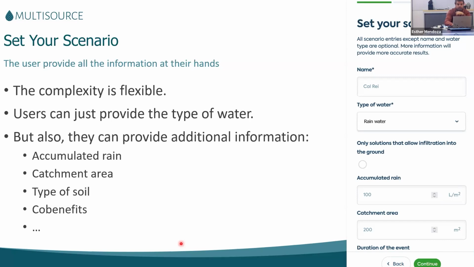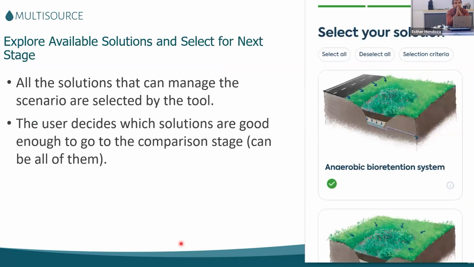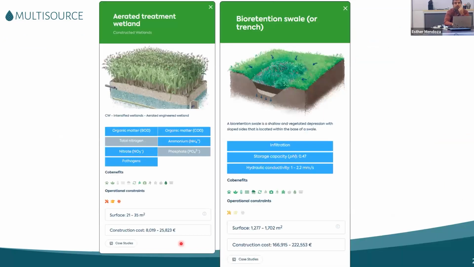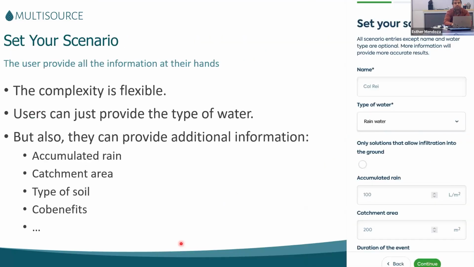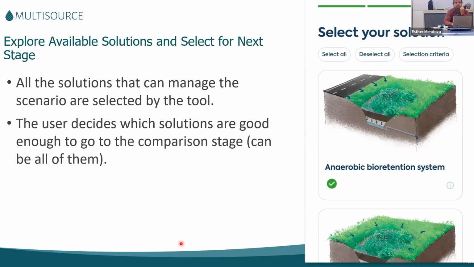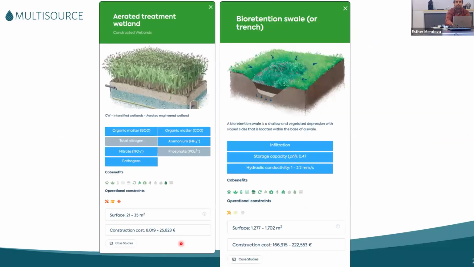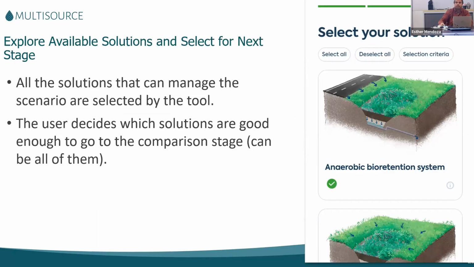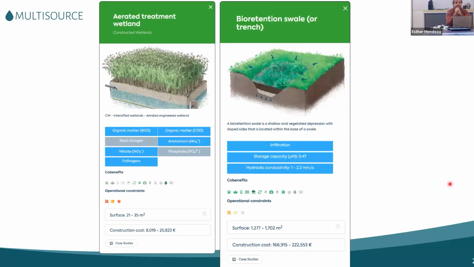With all this information, the tool returns the available solutions that, as I said, can be selected, all of them or just a subset, to go to the multi-criteria decision analysis. But before that, to guide this decision, the user can open, you can see here this icon of information. So if you click here on a solution, this card is open about all the information of the solution.